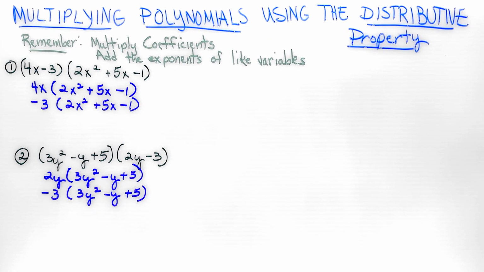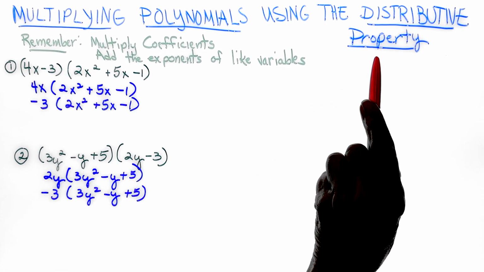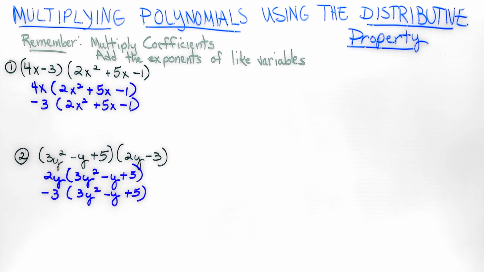For this lesson, we will be multiplying polynomials using the distributive property. So there are 2 points to remember. We're going to be multiplying the coefficients, and we will add the exponents of like variables. So let's look at problem number 1.